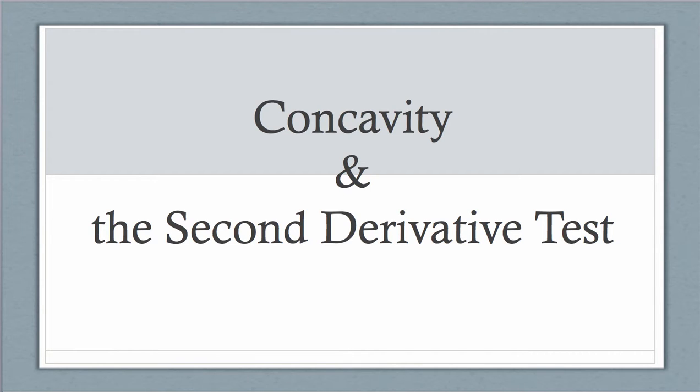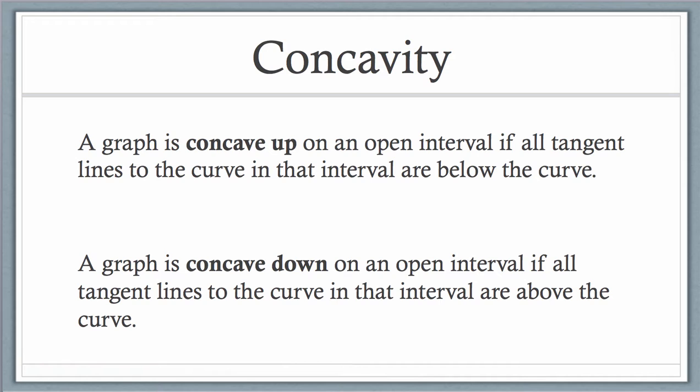In this video, we're going to talk about concavity and introduce the second derivative test. A graph is concave up on an open interval if all tangent lines to the curve in that interval are below the curve. And a graph is concave down on an open interval if all tangent lines to the curve in that interval are above the curve. So you could think of concave up being like an upward facing U, whereas concave down is a downward facing U.